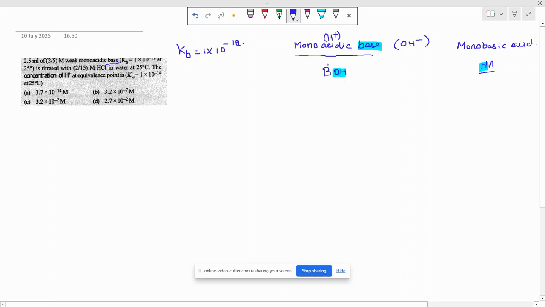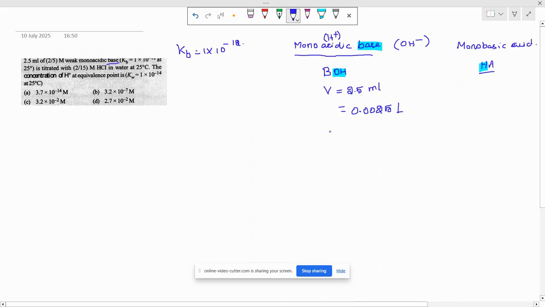So we can simply represent the monoacetic base as BOH and monobasic acid as HA. There should be only one H that can react with only one equivalent of base. And then here look at this, they have taken 2.5 ml, that is the volume of this monoacetic base. Always the volume you should write in liter. So that's why I'm going to write that in liter, 0.0025 liter. Sorry, it's not ml, liter. I'm just converting that into liter. So ml will be converted into liter by dividing that by 1000.